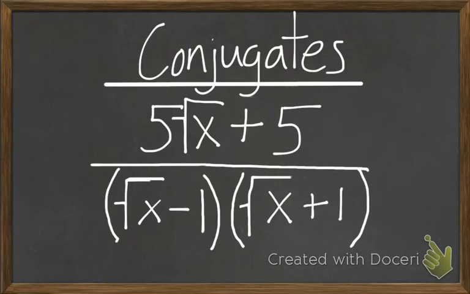To continue, FOIL the denominator. If you don't know how to FOIL expressions, there should be an annotation that pops up right about now, or you can check the description of this video for a link. Now, back to the task at hand.